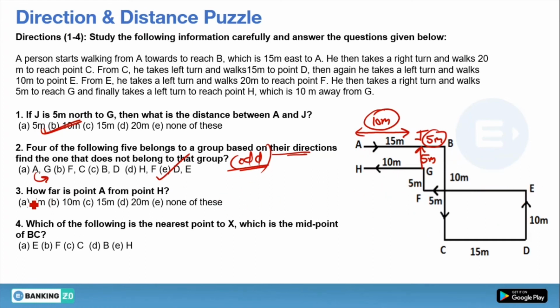So question number 3: how far is A from H? From A to H the distance between them is 5 meter only.